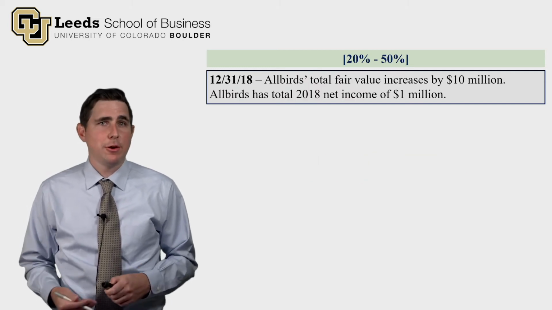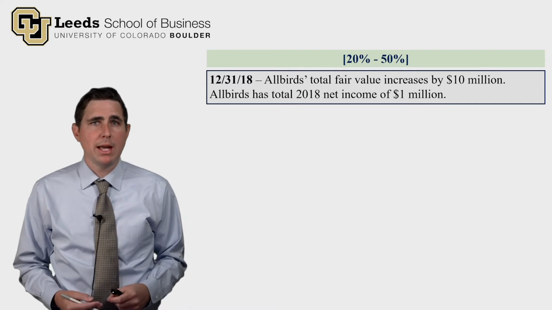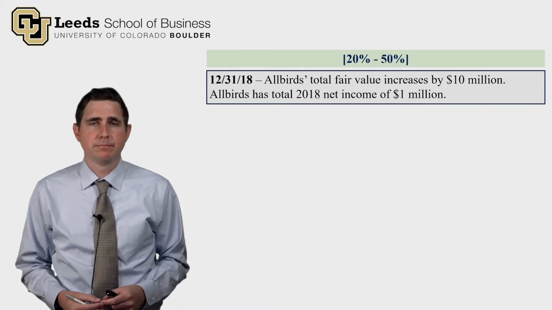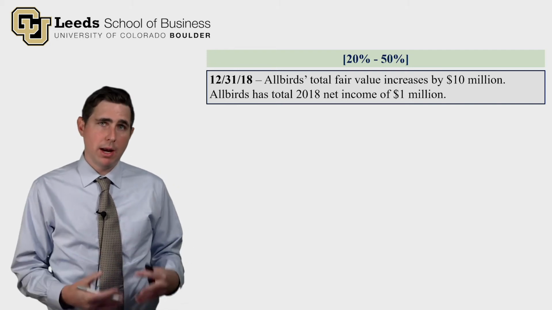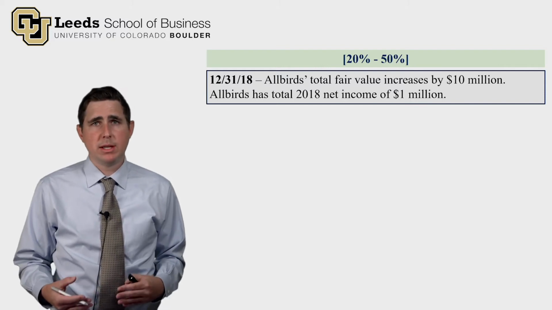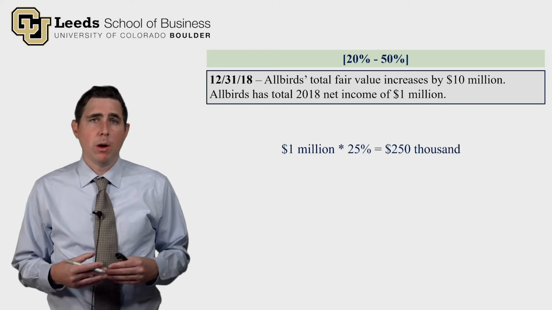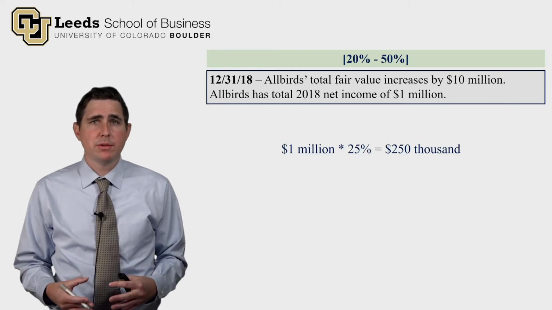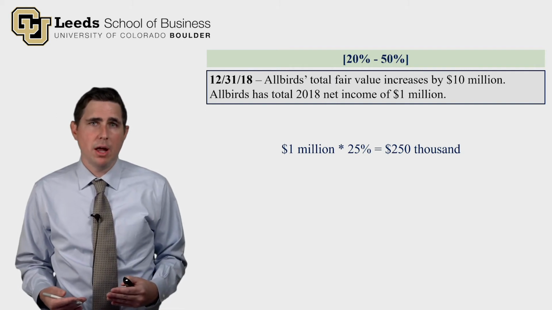Now that same year goes by. It's December 31st, 2018. Allbirds' total fair value has increased by $10 million, and Allbirds has total 2018 net income of $1 million. Since we're using the equity method, what we care about is their net income. We ignore the changes in fair value. So Allbirds has 2018 net income of $1 million. What is our share of that net income? Well, $1 million times our 25% ownership, our share in that net income is $250,000.